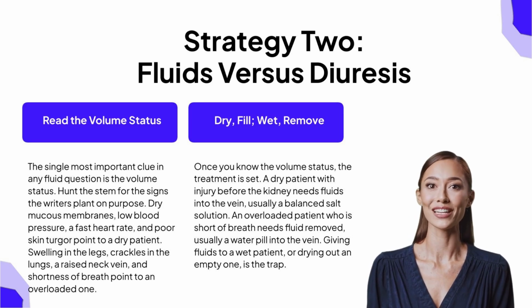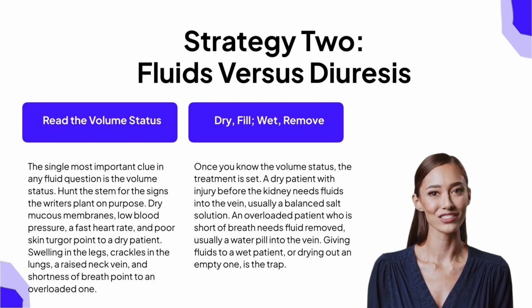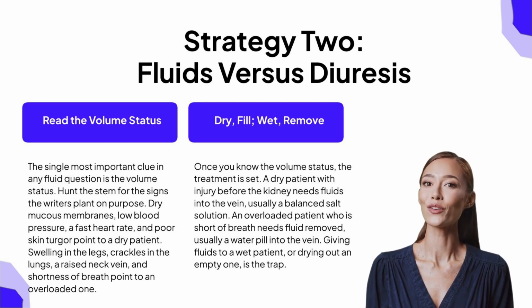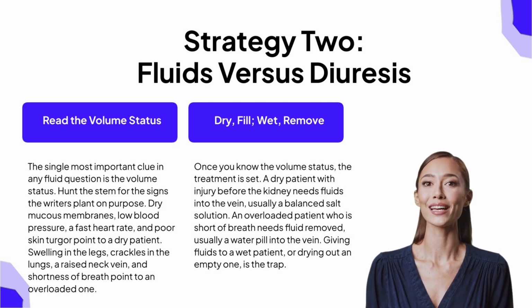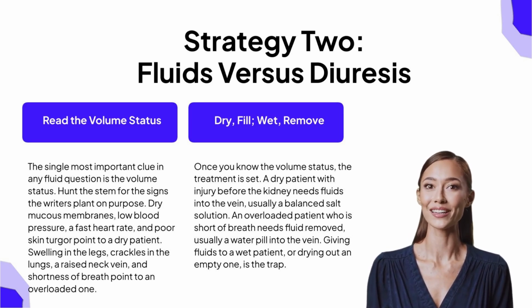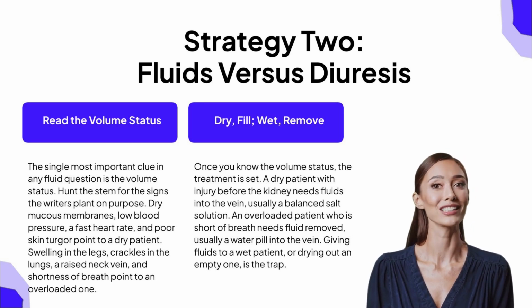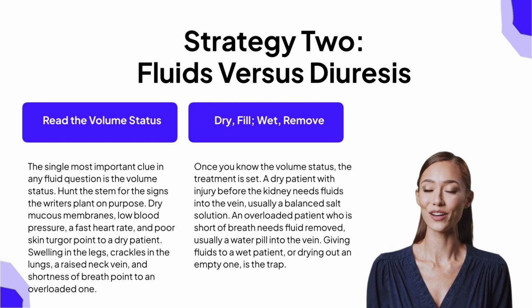Dry mucous membranes, low blood pressure, a fast heart rate, and poor skin turgor tell you the patient is dry and short on fluid. Leg swelling, crackles in the lungs, a raised neck vein, and shortness of breath tell you the patient is wet and overloaded. Once you know dry or wet, the treatment direction is locked in.